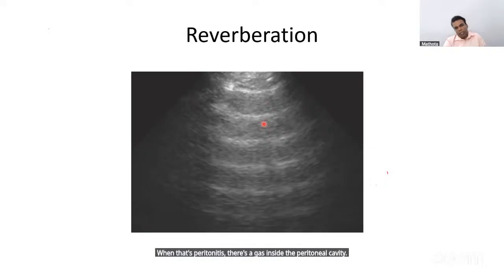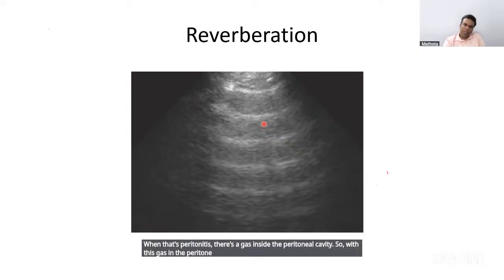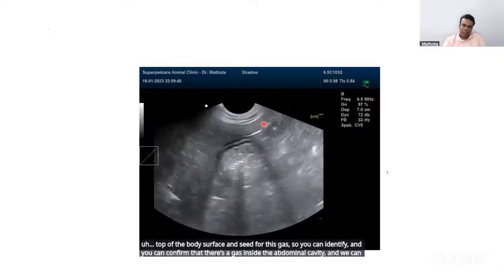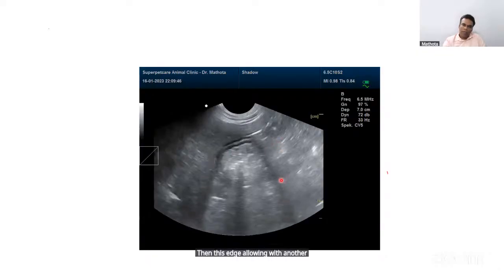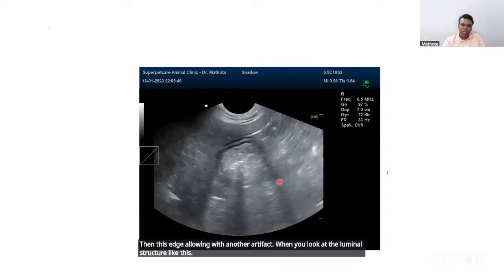So with this gas in the peritoneal cavity, you will have to keep the probe on top of the body surface and look for this gas. So you can identify and confirm that there's gas inside the abdominal cavity, and you can confirm the peritonitis condition. Then this edge shadowing is another artifact. When you look at a luminal structure like this, you will get this edge shadowing. This is another artifact. There are a number of other artifacts. It will take more time to talk about those things.